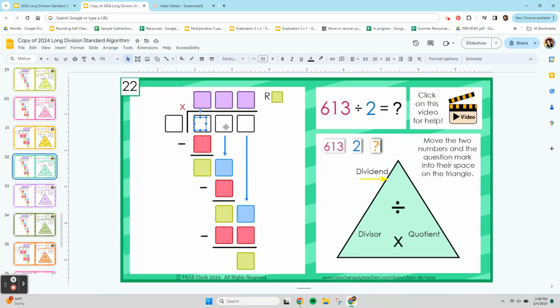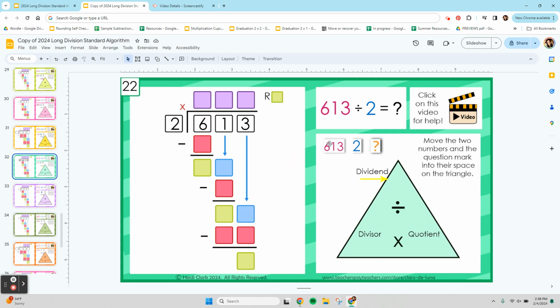Let's do 613 divided by 2. And we already know it's not going to divide in perfectly because every multiple of 2 is an even number, and this is an odd number. So you can't split it into 2 equal groups. There's going to be something left over, and that's our remainder.